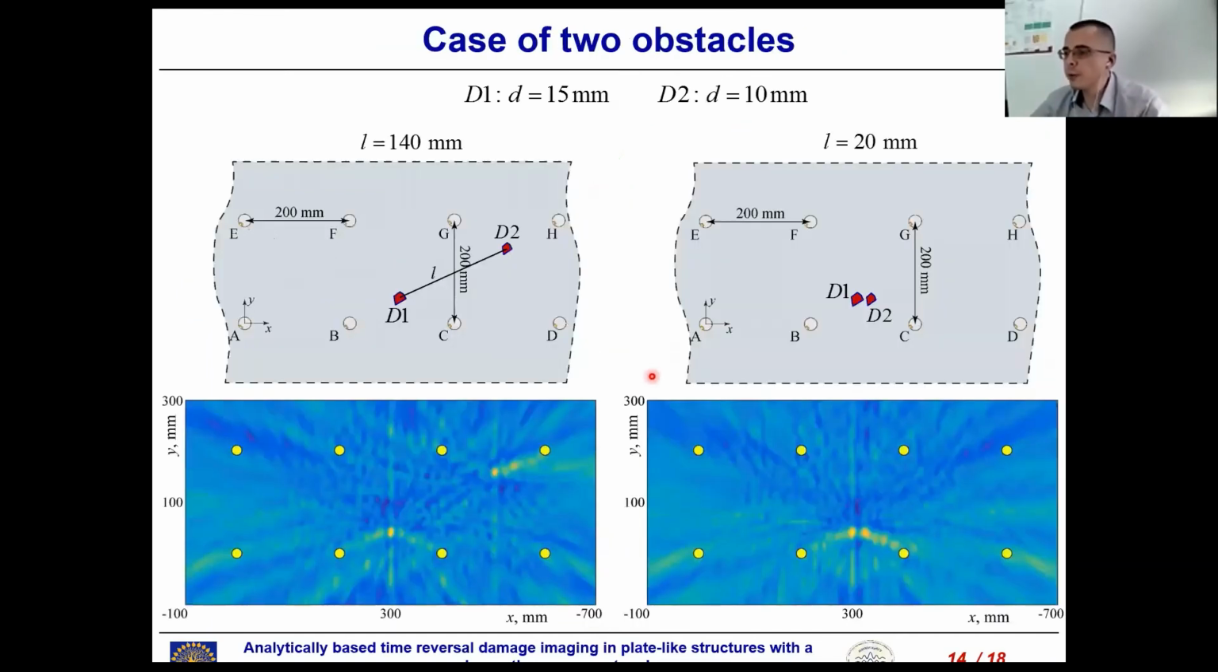Another case study which we've carried out was the case of two obstacles. So we've taken two cylinders of 15 and 10 millimeters, and in the first study they were put pretty distant from one another, at about 140 millimeters, and we can clearly see two local maxima, just two maxima, and they were in nice coincidence with the real location of the damage. And in the second test study, we put them quite close to one another, so the distance was just 20 millimeters, and nevertheless we managed to resolve these two damage positions, regardless of the pretty sparse sensor network.